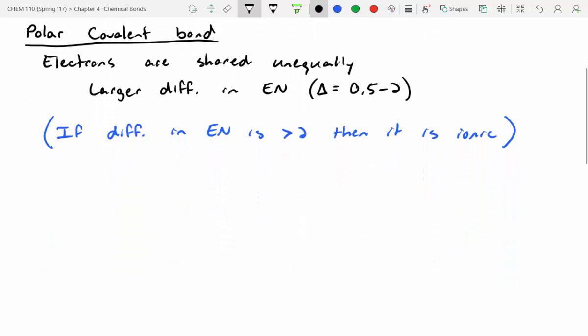So the first example I have is HCl. This is hydrochloric acid. It's the same acid that's inside your stomach. It helps you digest your food. Let's first draw the Lewis structure. And then what I want us to do is to determine whether or not this bond will be polar covalent or non-polar covalent.